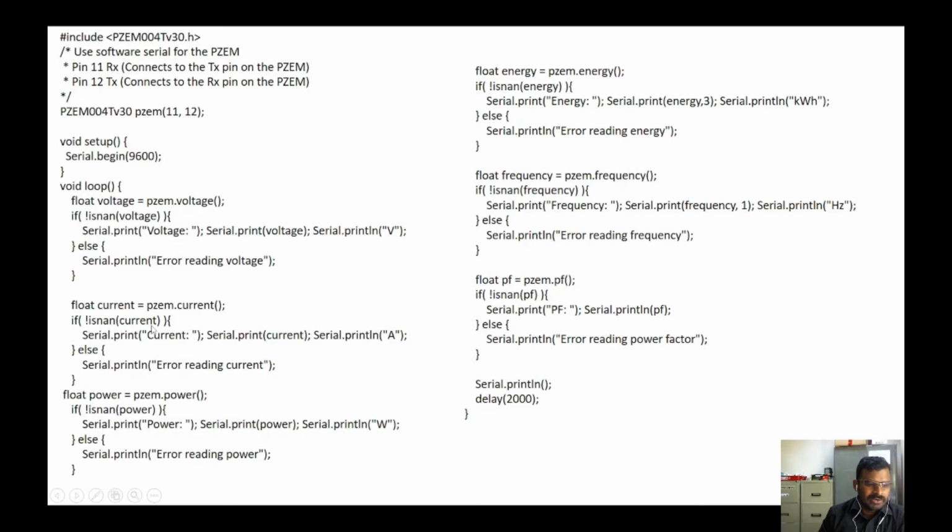And if the current value is available, it will print in this line, and else it will go to the error reading current. And similarly for power, if the power is available, it will print here. If it is not available, it is going to print here.